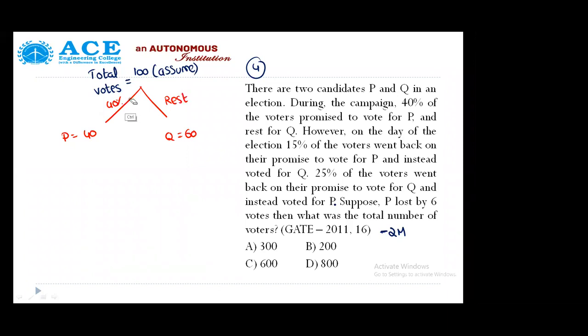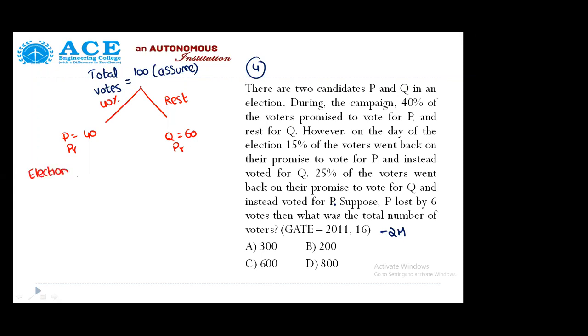Okay, this is the initial situation. Now what they have given, read the question carefully. On the day of election, this is only promised. I'll just give the suffix P and P. How many people promised for Q and how many people promised for P? PR means promised. It's not confirmed. They promised to them. Now, on the day of election, what happened?